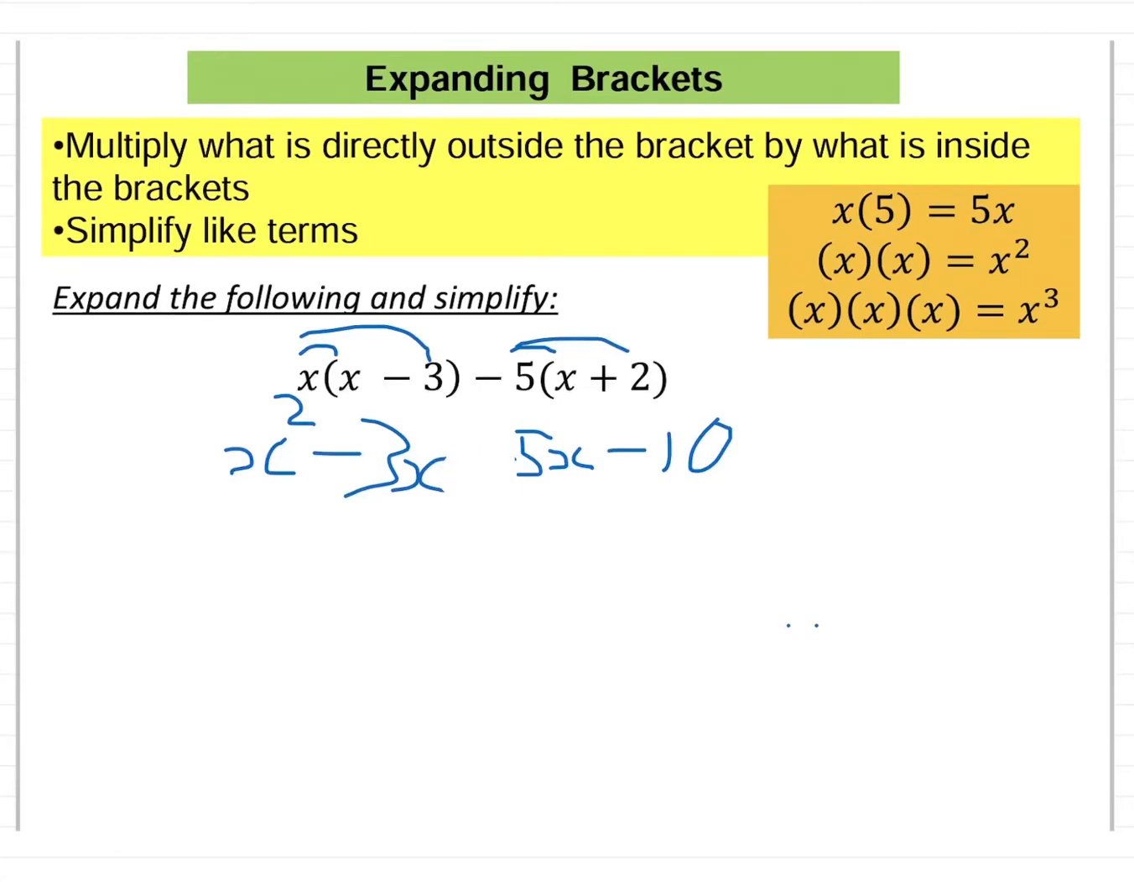So minus 5x. Okay, let's look for like terms now. So we only have one x squared, so let's keep that there, x squared. But then here we have a minus 3x and a minus 5x. That will simplify to minus 8x. And then we just have one number, which is minus 10. So then that is my final answer.